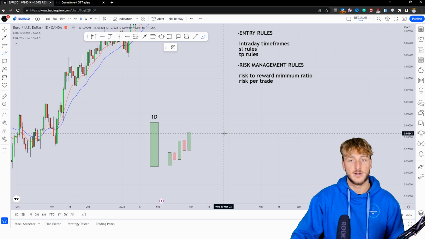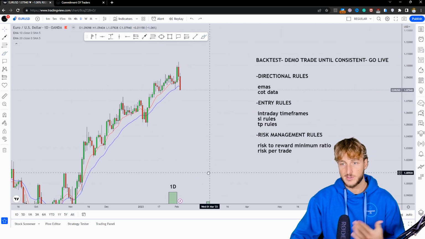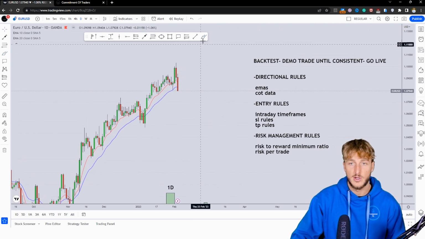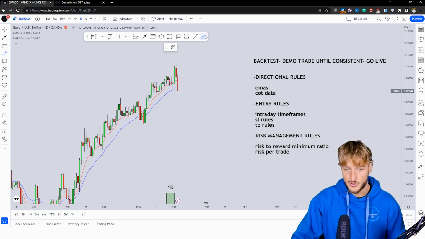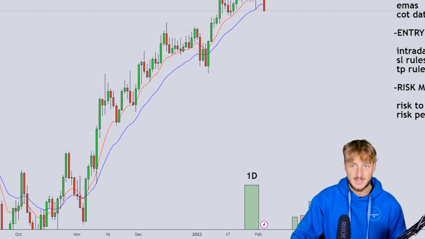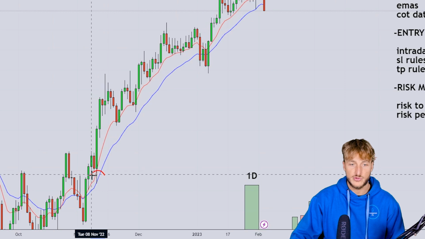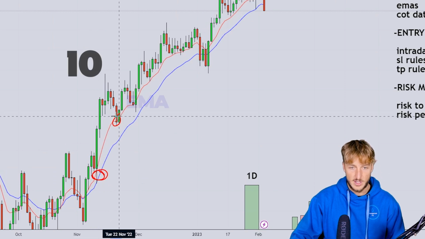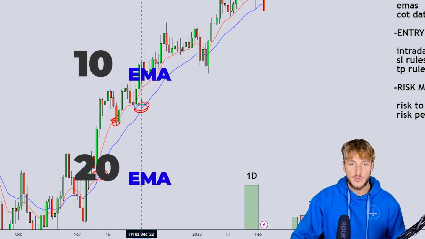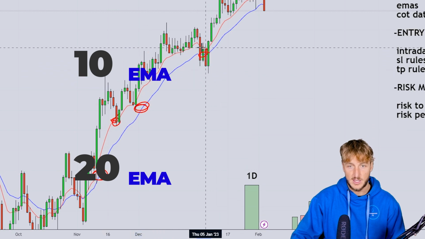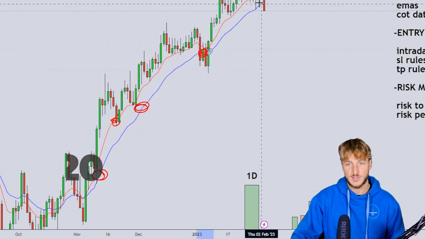So moving back here to our analysis, to our study of a potential swing trading strategy. What we can notice here is that most of the times the market will retrace to the EMAs, to the zone which is in between the 10 and 20 EMAs before then rejecting to the upside, right?